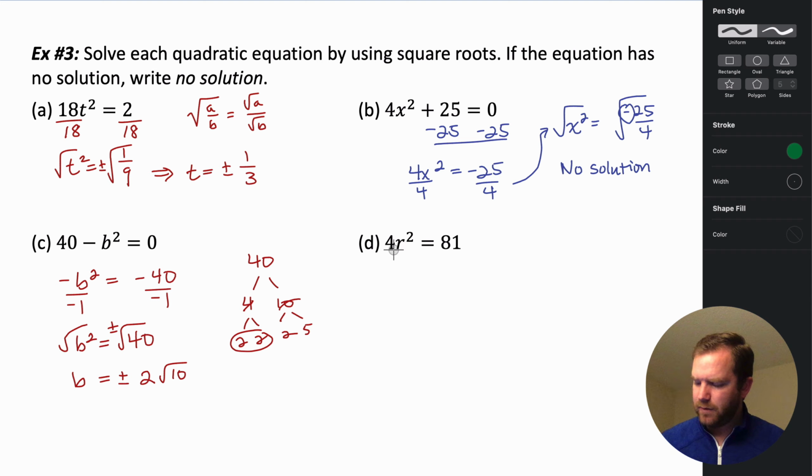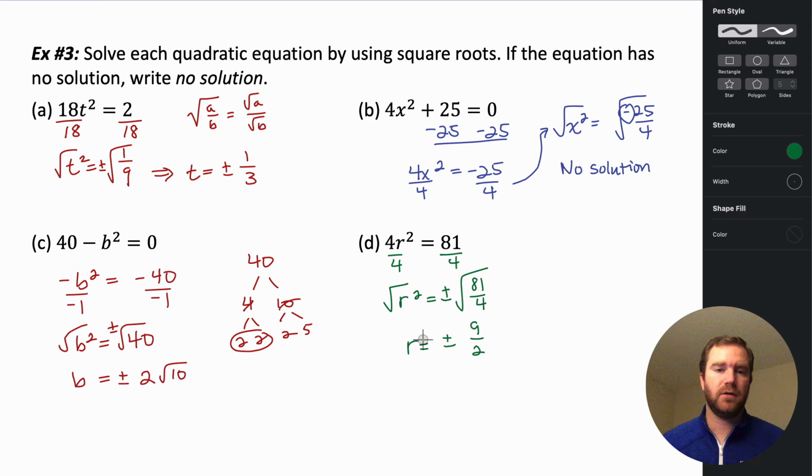4r squared equals 81. Divide by 4 to get r squared by itself. So we have r squared equals 81 divided by 4. That can't reduce, so it's going to stay that way. Take the square root, plus or minus. Lucky for us, those are both perfect squares, so we get that r equals plus or minus. Square root of 81 is 9. Square root of 4 is 2. So this would be our solution for this one.